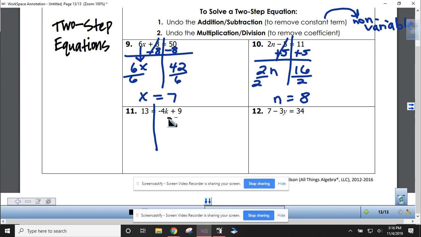Okay, now I've got my variable on the right, so I need to move this constant by doing the opposite. I'm going to subtract it from each side. That's gone. 13 minus 9 is 4. I bring this down. Don't forget your negative on your coefficient. Now I'm going to divide each side by -4. And I get -1 equals k.